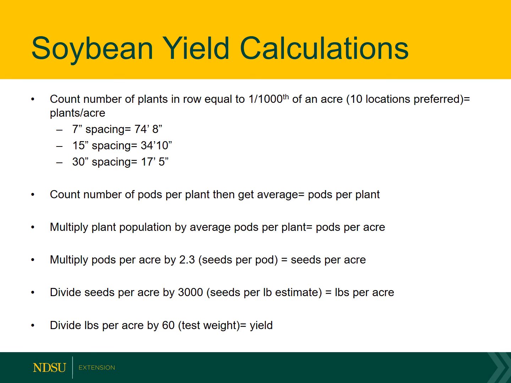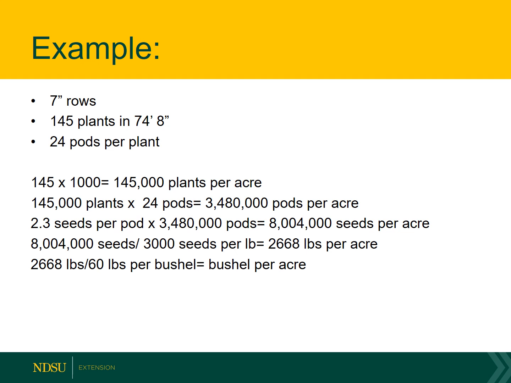And then after that, you divide the pounds per acre by 60, and that will give you your yield. The 60 is the general test weight of soybeans. I know sometimes we get lighter yield and lighter pound soybeans, but this is going to give you your best yield estimation. So now let's get to the example side of things.